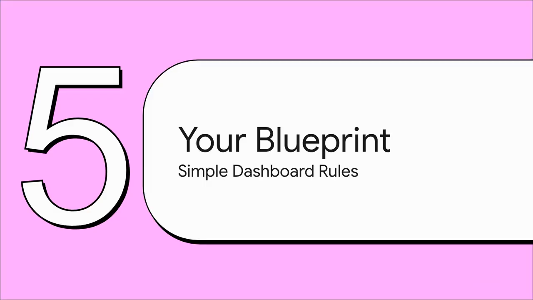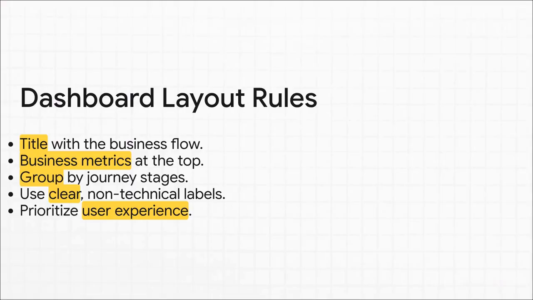Okay, so you're probably thinking, this sounds great, but how do I actually build this myself? Well, let's wrap this up with a simple blueprint, a few rules you can use to create your own really useful flow-based dashboards. All right, here are your 5 golden rules. Super simple. Number 1, title the dashboard with the business flow itself. Something like new user signup flow. Easy. Number 2, put your most important business metric, revenue, signups per minute, whatever it is, right at the very top. Everyone should see it first.